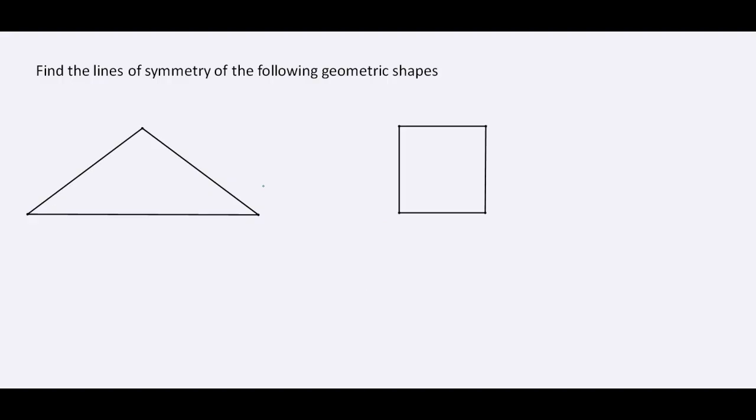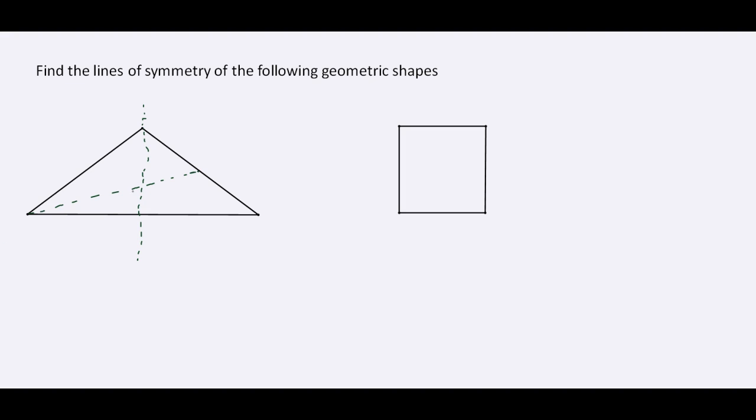So let's look at some examples here. Find the line of symmetry of the following geometric shapes. So one line of symmetry here is going to be the vertical line right from the top of the triangle to the base. That's a line of symmetry. Another line of symmetry we can think of is, let's try to draw a line from this point here to that side and see what happens. So let's draw a line of symmetry there.